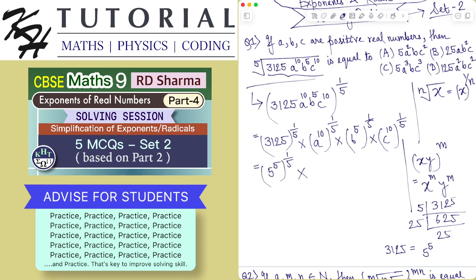Now I will skip some steps. Applying the laws of exponents, x to the power m, this whole raised to the power n is equal to x to the power m into n. The second factor will become a square, the third factor will become b, and the fourth factor will become c square. Now this 5 to the power 5, this whole raised to the power 1 by 5 is 5. So this becomes 5 a square b c square. This should be the simplified value of the given numerical expression. So the correct answer is A.